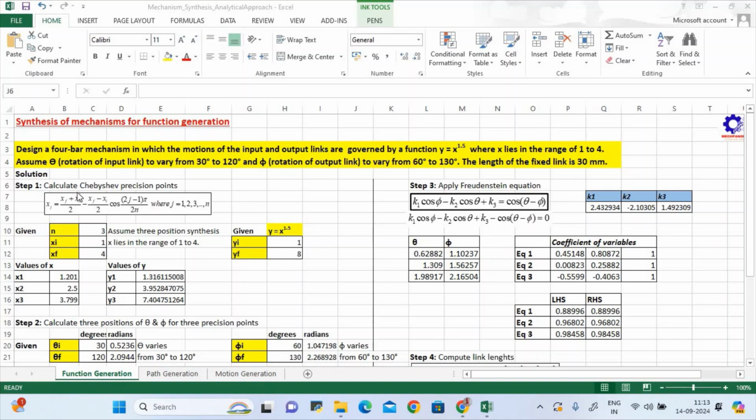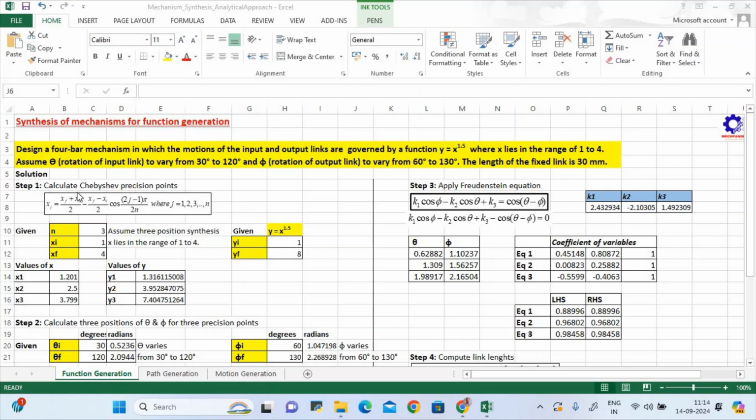Hello everyone, welcome to this session on synthesis of mechanisms for function generation using analytical approach. In the previous session, we came to a conclusion that in order to synthesize a 4-bar mechanism, we need to use Chebyshev spacing and Freudenstein equation together.